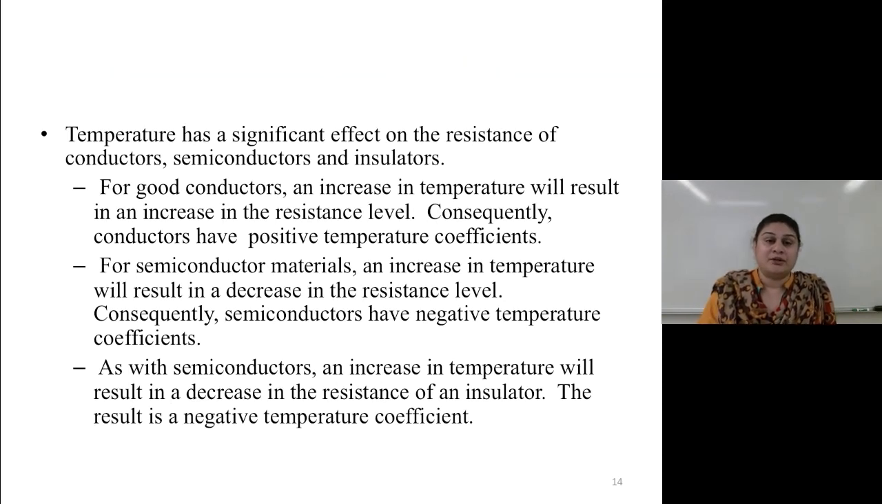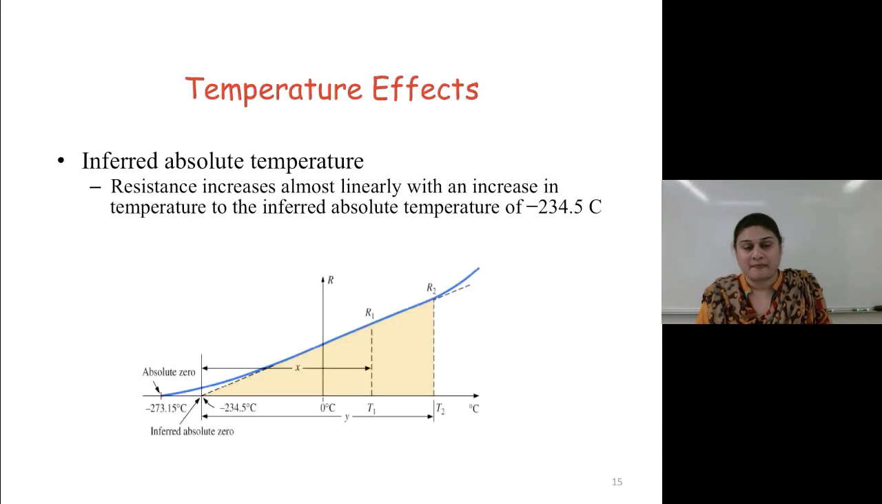For good conductors, an increase in temperature will result in an increase in the resistance level. Consequently, conductors have positive temperature coefficients. For semiconducting materials, an increase in temperature will result in a decrease in the resistance level. Consequently, semiconductors have negative temperature coefficients. As with semiconductors, an increase in temperature will result in a decrease in the resistance of an insulator. The result is a negative temperature coefficient.